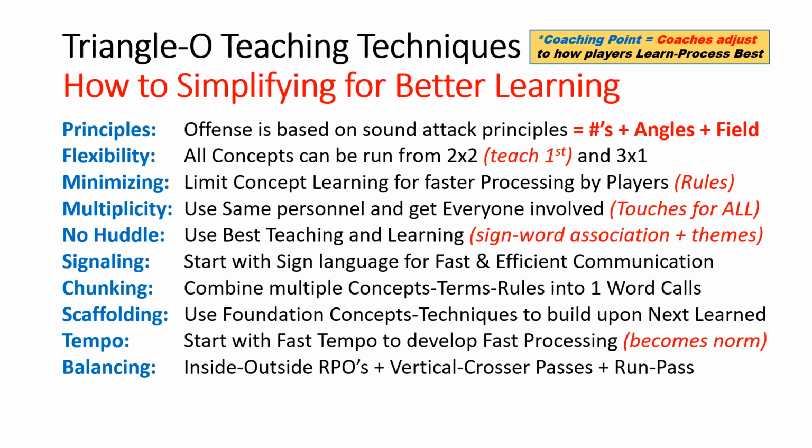Last is balancing. This is critical. You can't be one-dimensional. You have to force yourself from the very simple standpoint of having a core inside RPO and outside RPO. You want to do the same thing with your passing game. You want to be vertical components, but also crossers. And then ultimately, if you can have run and pass balance, then it's hard for any defense to defend you.